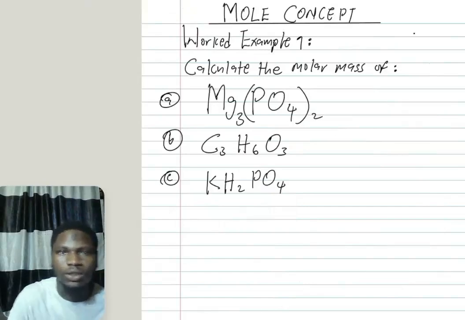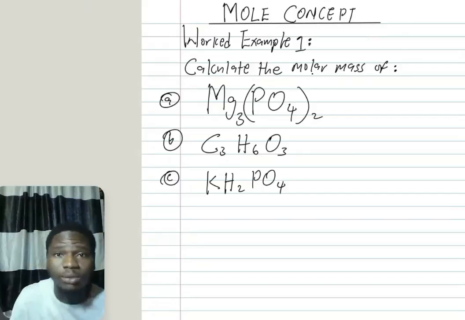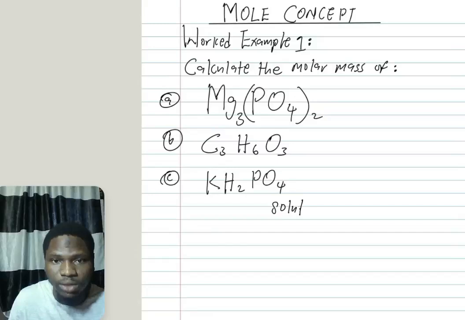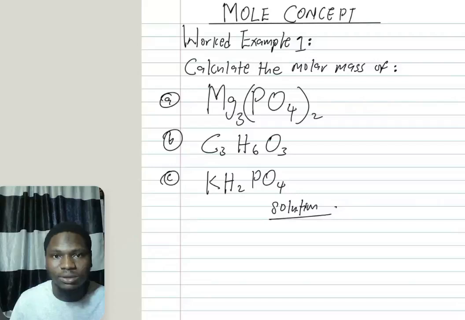Now let's look at this question. We have example 1, on mole concept. They said calculate the molar mass of the following. So we want to calculate the molar mass. Now the question is, how do we calculate the molar mass? I have good news for you. We calculate molar mass exactly the way we calculate the relative molecular mass. But after calculating molar mass, you must include the unit gram per mole. That is just the difference.